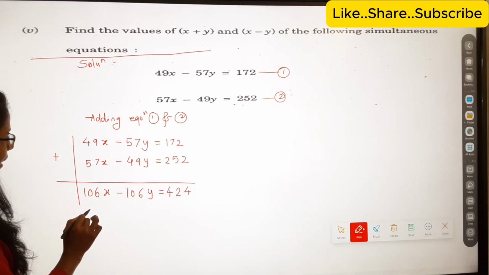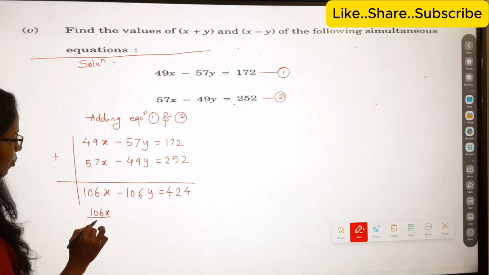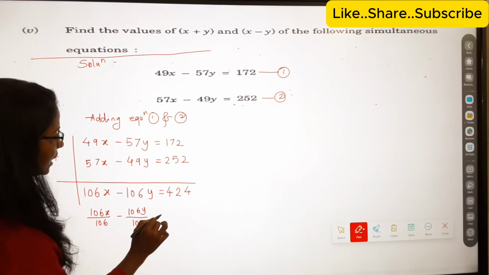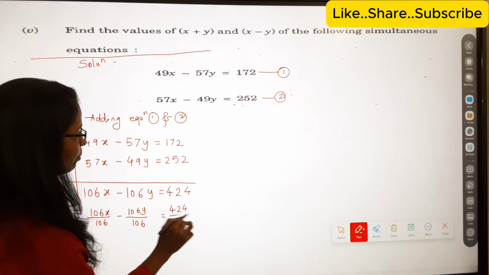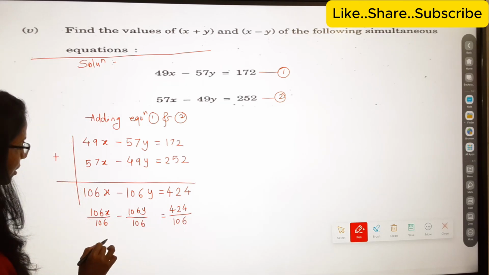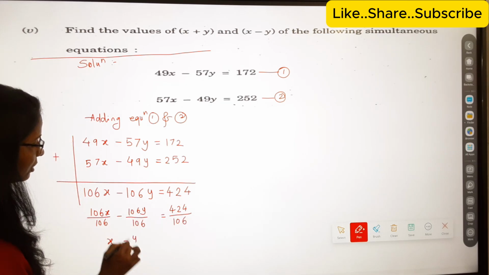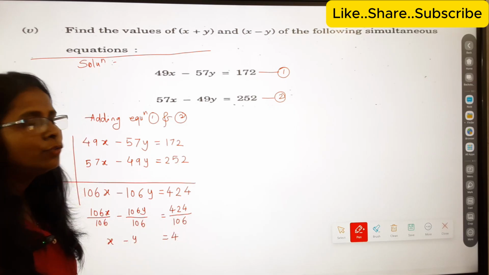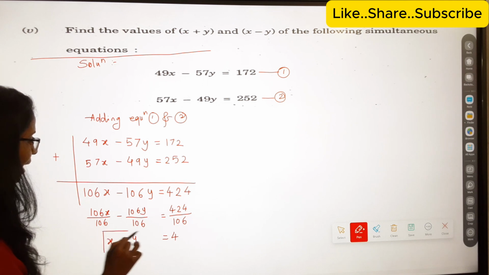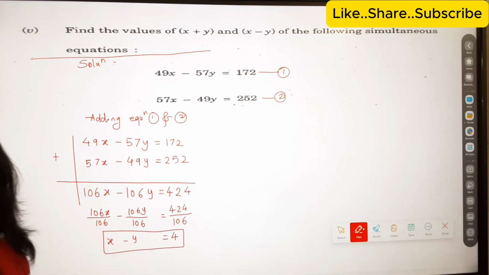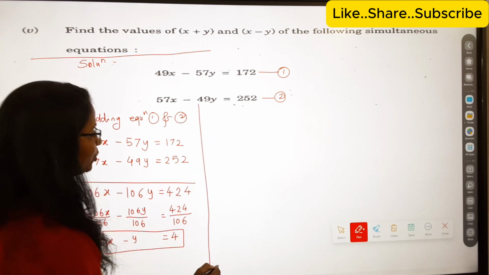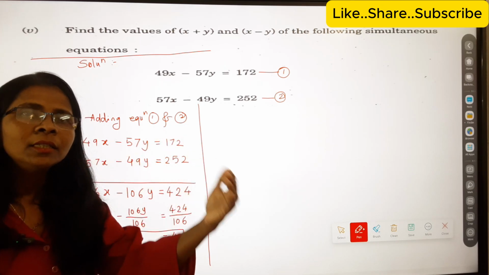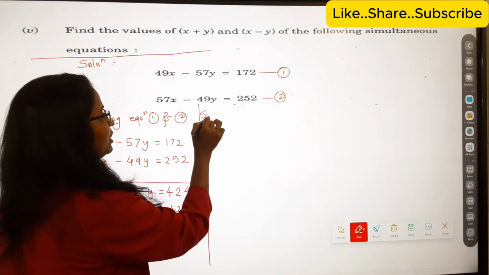Now dividing both sides by 106: 106 upon 106 times (x minus y) is equal to 424 upon 106. 106 times 4 is 424. So x minus y is equal to 4. Now, as we did the addition of equations 1 and 2, the next step is the subtraction. So subtracting equations 1 and 2.